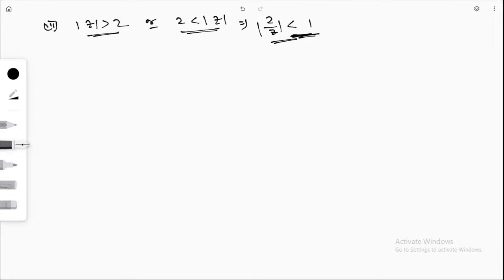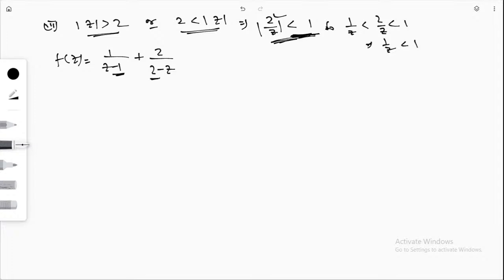Okay. Also, since the constants in the question are 2, 1, 1, like your f of z is 1 by z minus 1 plus 1 plus 2 divided by 2 minus z. Here you just notice that 2 is a constant here, but 1 is also a constant here. So if 2 by z is less than 1, you can say 1 by z, which is obviously less than 2 by z, and 2 by z is less than 1. So you can say 1 by z is also less than 1.